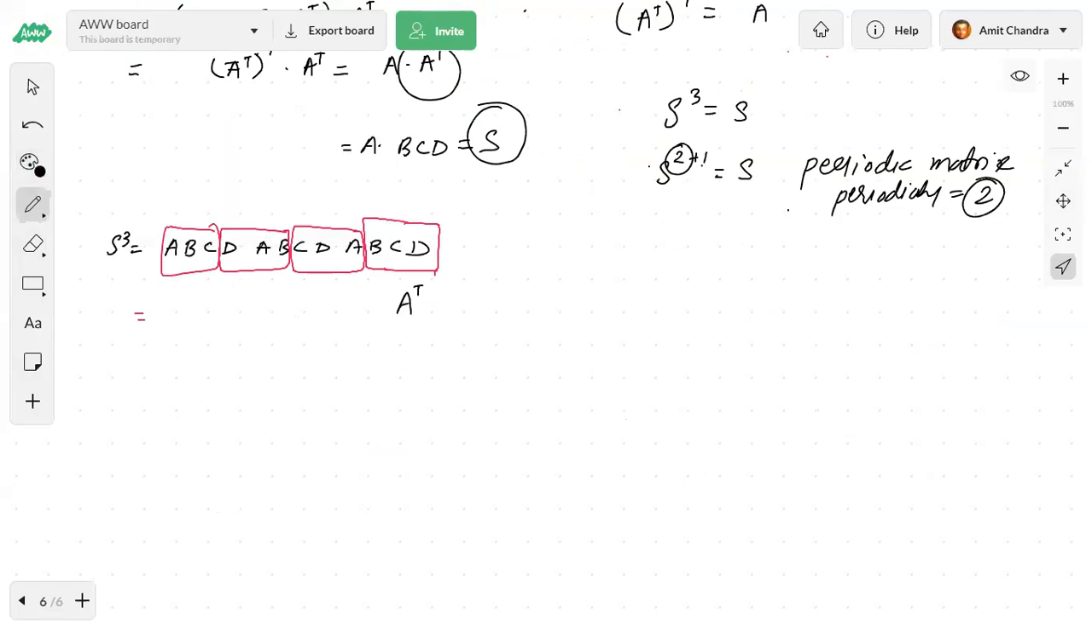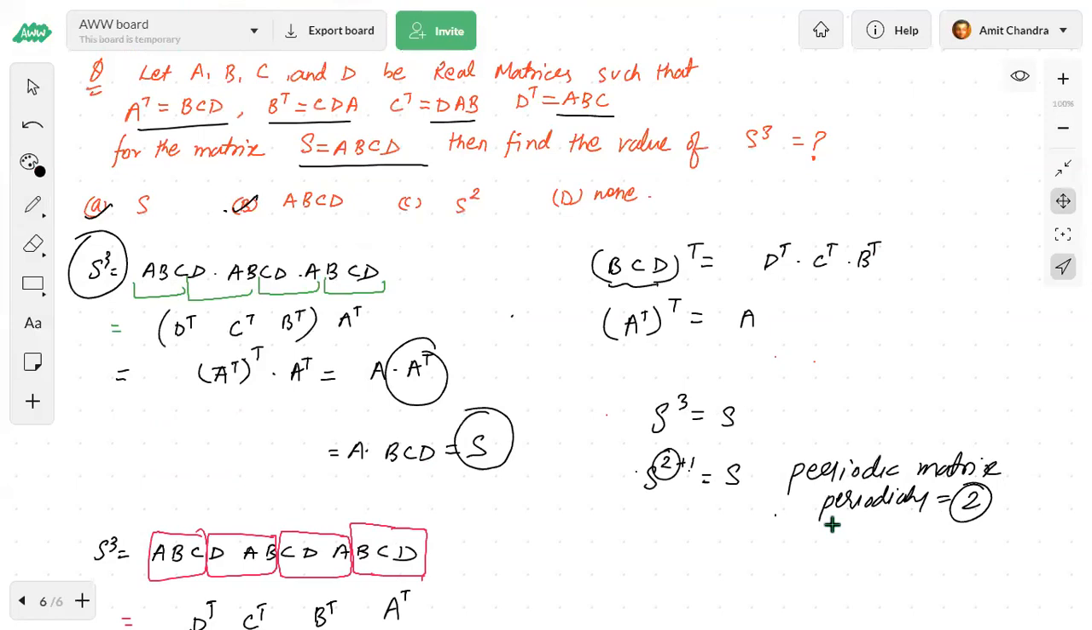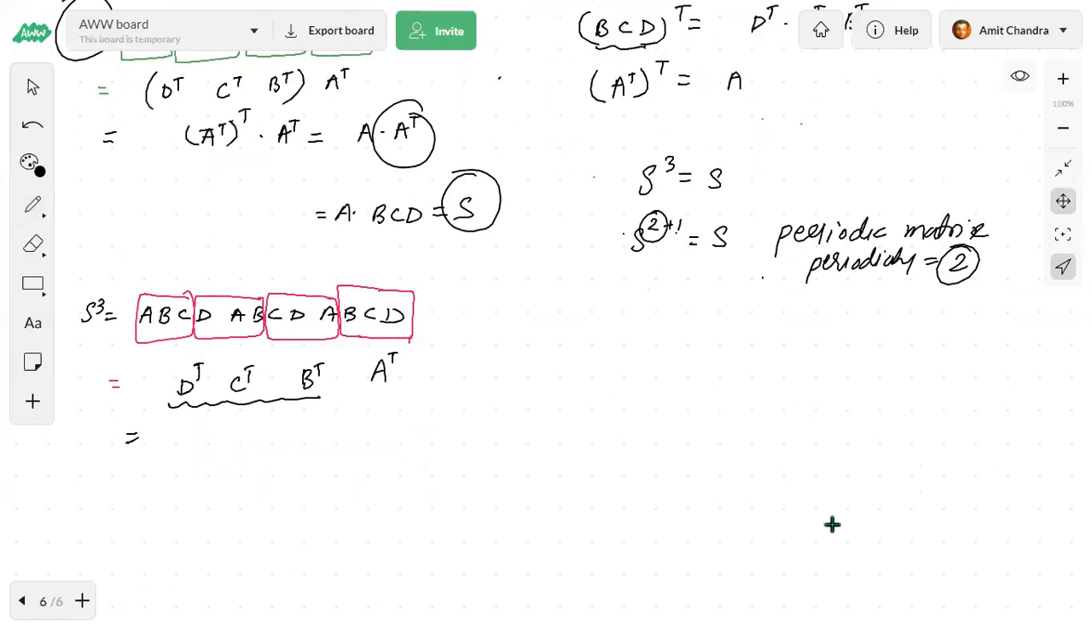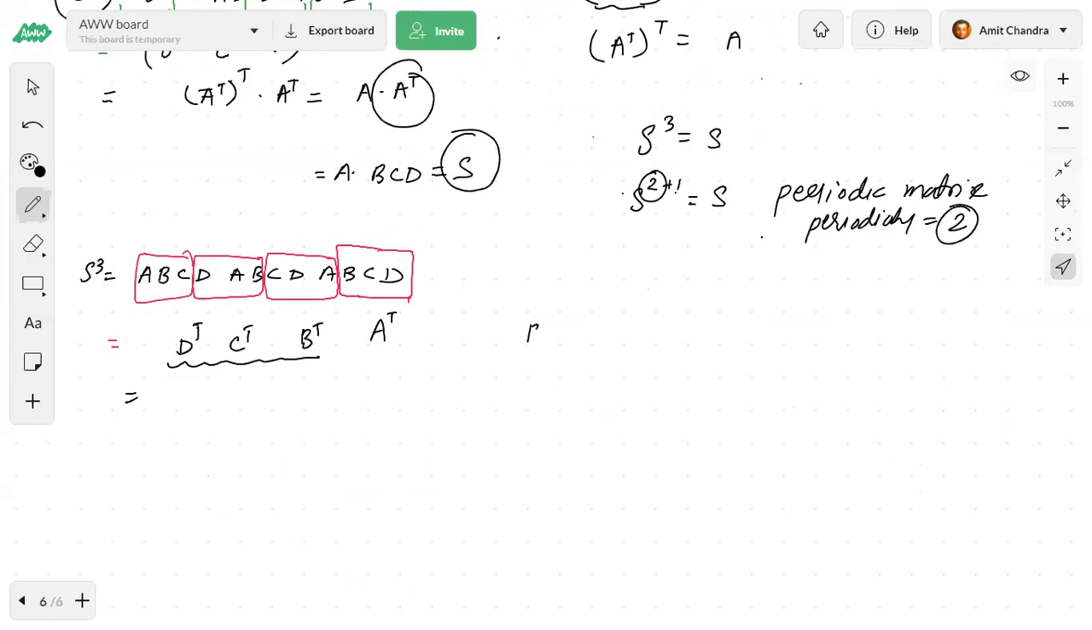So this will simply become A transpose, this will become B transpose, this will become C transpose, and this will become D transpose, right? Now see, this is B, C, D. We have one B, C, D in this order. So what we can write is, B, C, D transpose is equal to D transpose, C transpose, and B transpose, right? And what is the value of B, C, D? This is A transpose. This is given in the question. So A transpose whole transpose is A. So A is equal to D transpose, C transpose, and B transpose.